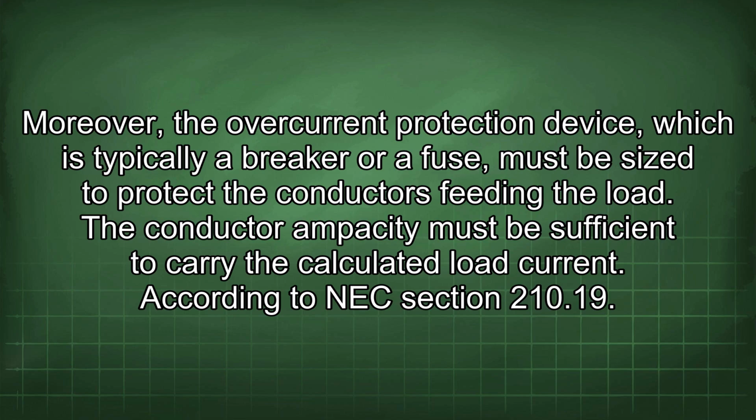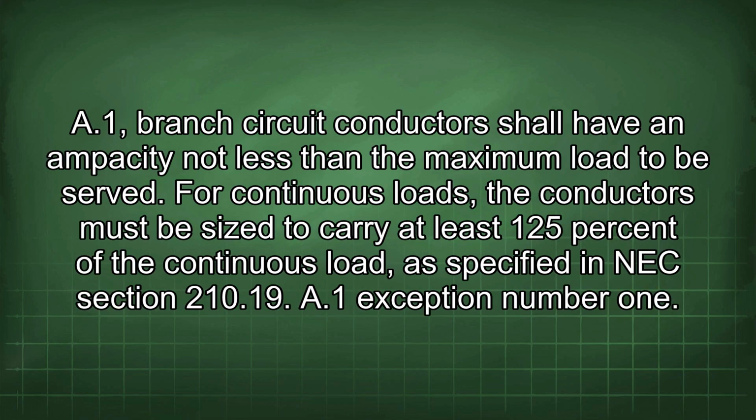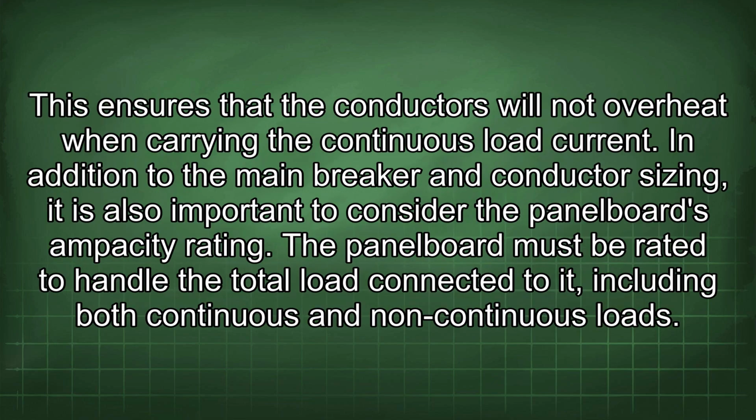According to NEC section 210.19(A)(1), branch circuit conductors shall have an ampacity not less than the maximum load to be served. For continuous loads, the conductors must be sized to carry at least 125% of the continuous load as specified in NEC section 210.19(A)(1) exception number 1. This ensures that the conductors will not overheat when carrying the continuous load current.